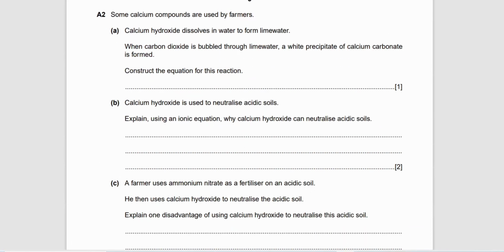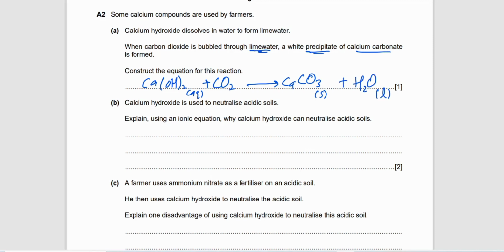Calcium. Some calcium compounds are used by farmers. Calcium hydroxide dissolves in water to form lime water. When carbon dioxide is bubbled through the lime water, calcium hydroxide is dissolved in water so it becomes aqueous. When carbon dioxide is bubbled through it, a precipitate of calcium carbonate is formed. This carbon dioxide takes one more oxygen from here, it becomes CaCO3. It is in solid form, that's why a precipitate is formed. Two hydrogen and one oxygen are left, so H2O is formed. This is liquid, this is aqueous, and this is the gas.